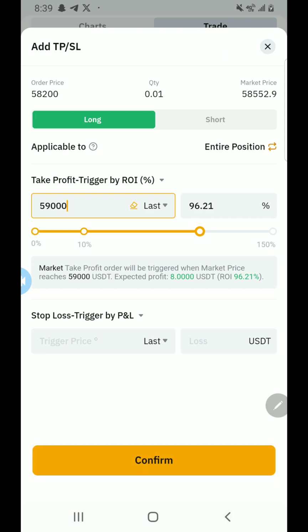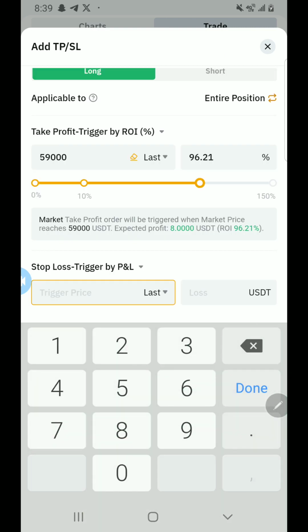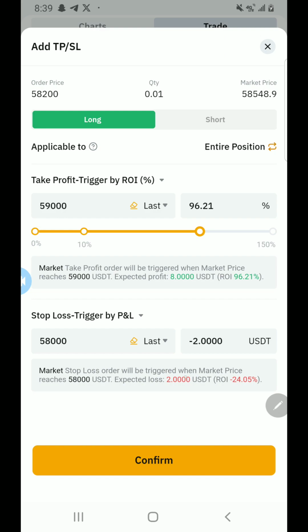And then if I say my stop loss is 58,000 rather, you see I'm going to lose 2 USDT and a loss of 24.05% if my stop loss gets tagged. So this is basically how you enter a trade. You enter the stop loss you're given here, and you will see how much you're going to lose in that trade, and you enter your take profit here, and you're going to see how much you're going to make if that trade goes well. So these values can help you manage your risk.